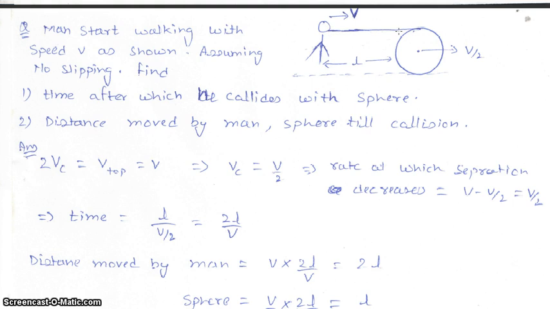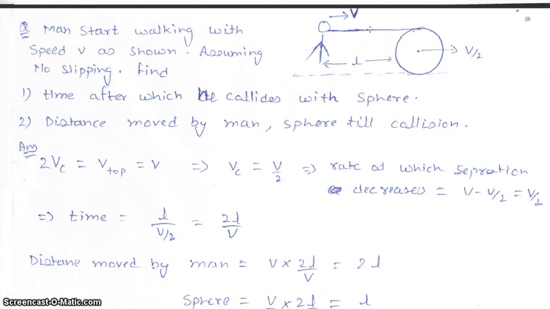Man is pushing a plank which is placed on a cylinder or sphere of radius r, and the separation at that moment between man and sphere was L. So there is no slipping anywhere. There is no slipping at this point between plank and sphere, and at the bottom also. So we can say that velocity of the center of the sphere is half the velocity of the topmost point. We solved this earlier.